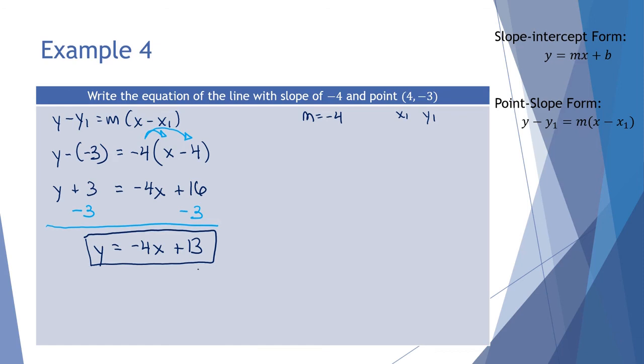And then when you solve for y, we got some extra information here. We have a b, because this is now slope-intercept form, of 13, so that means we have a second point, which is 0, 13. So we got a second point out of our equation.